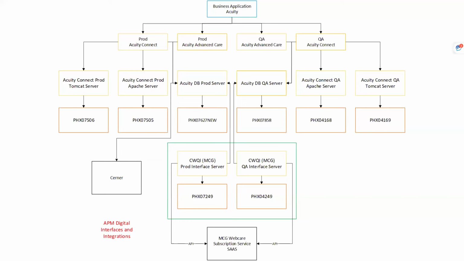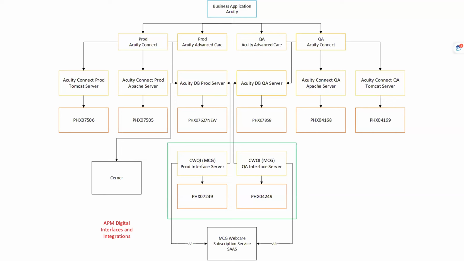If we follow the lines down, this is where the question came to John and to Mark: hey, I found this thing in my PDI called APM Digital Interfaces and Integrations, and how can I take advantage of it? And please keep me from doing the wrong thing. That's how we got to today. What I'm trying to show here is that in initial conversations with the IT application owner, MCG was seen as part of the Acuity app and not necessarily a thing that needs to be tracked on its own. It was just seen as another application service.